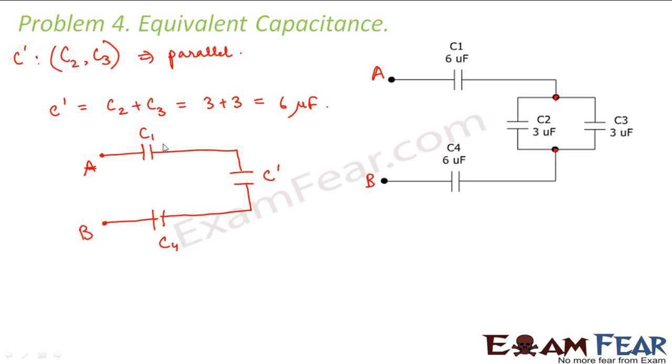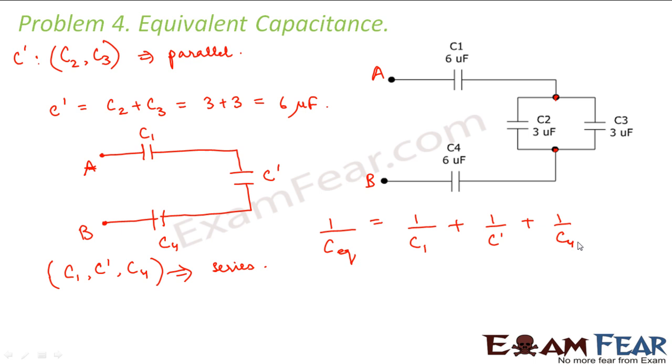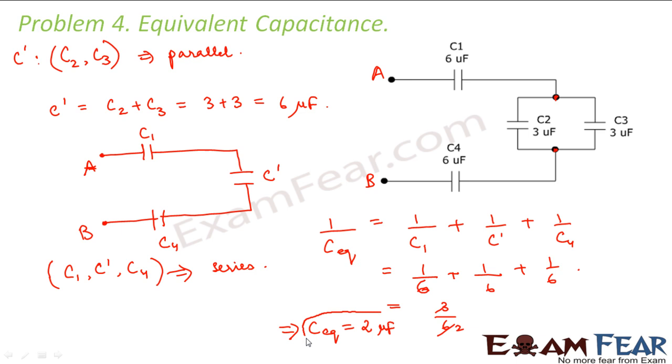So basically, how does the circuit look like? C1, C dash and C4 are all in series. They form a series combination. Therefore, the equivalent capacitance of the circuit is 1 by C1 plus 1 by C dash plus 1 by C4. So this is equal to 1 by 6 plus 1 by 6 plus 1 by 6, which is equal to 3 by 6. Or we can say the equivalent capacitance of the circuit is equal to 2 microfarads.